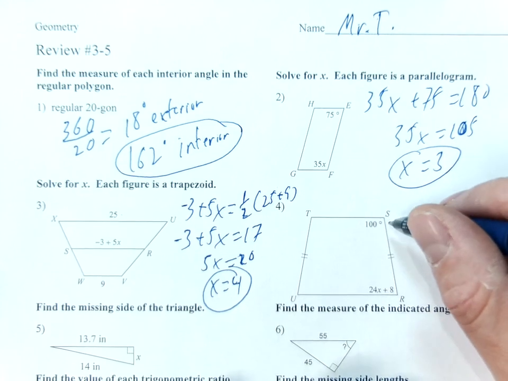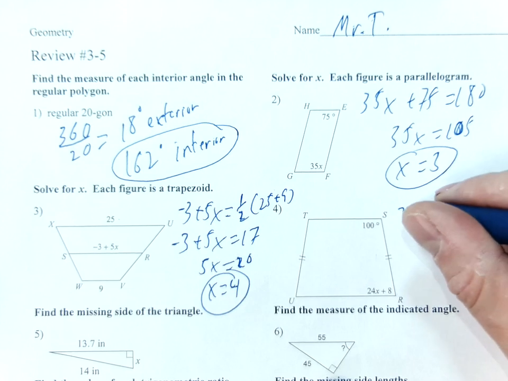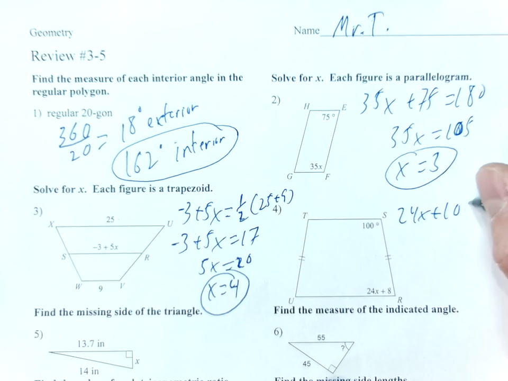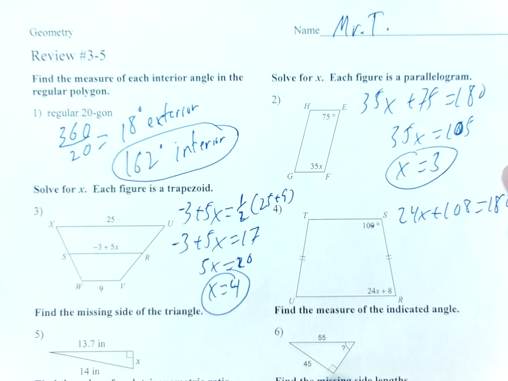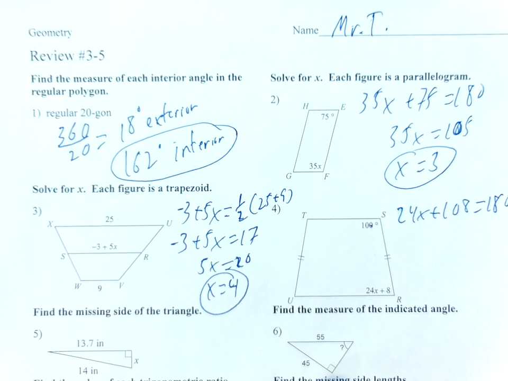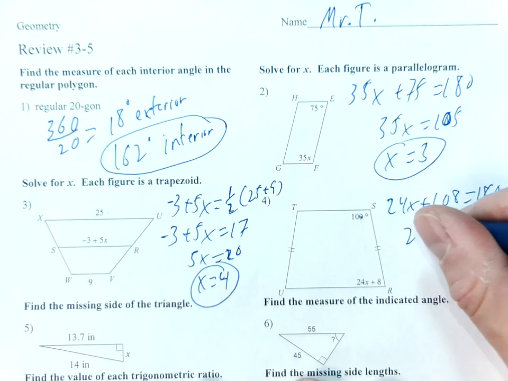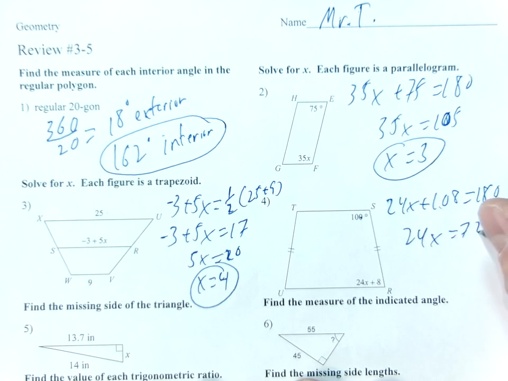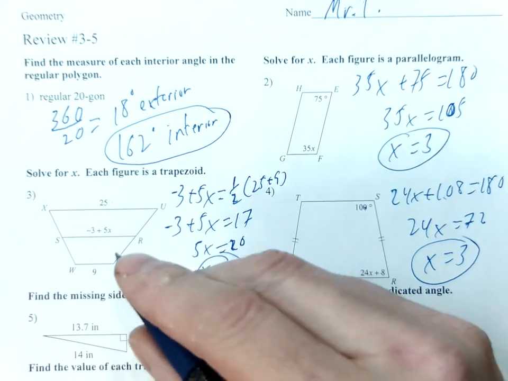All right, next item. These are also supplementary. So I'll take 24x plus 108, 100 plus 8, equals 180. They're supplementary again because they're consecutive interior angles. 108 from 180 is 72. 72 divided by 24 is 3. X is 3 here.